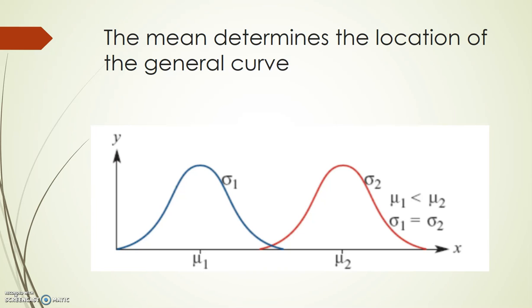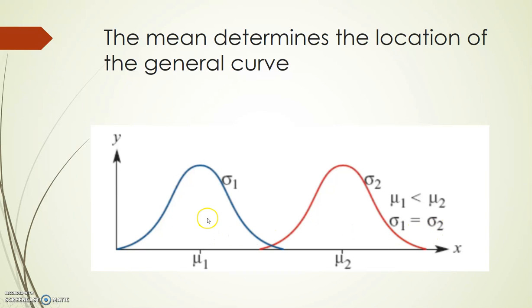Okay, what effect does the mean have on the curve? Well, the mean determines the location of the general curve. We'll illustrate with this example here. Here we have two different distributions, distribution 1 in blue and distribution 2 in red. Over here is a key. You'll see that the key is telling us that the sigma of the first distribution, the blue distribution, is equal to sigma of the second distribution, or the red one. In other words, the two standard deviations are the same.